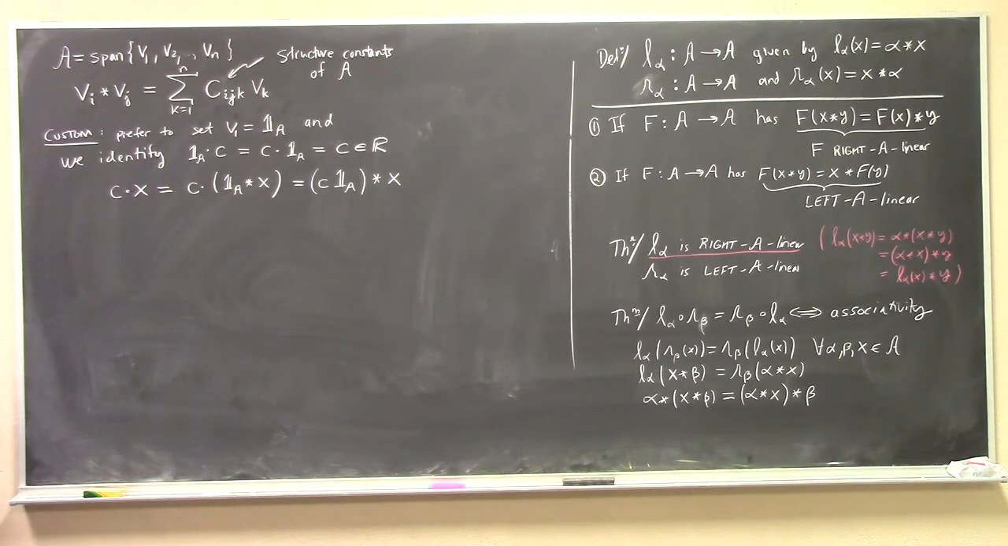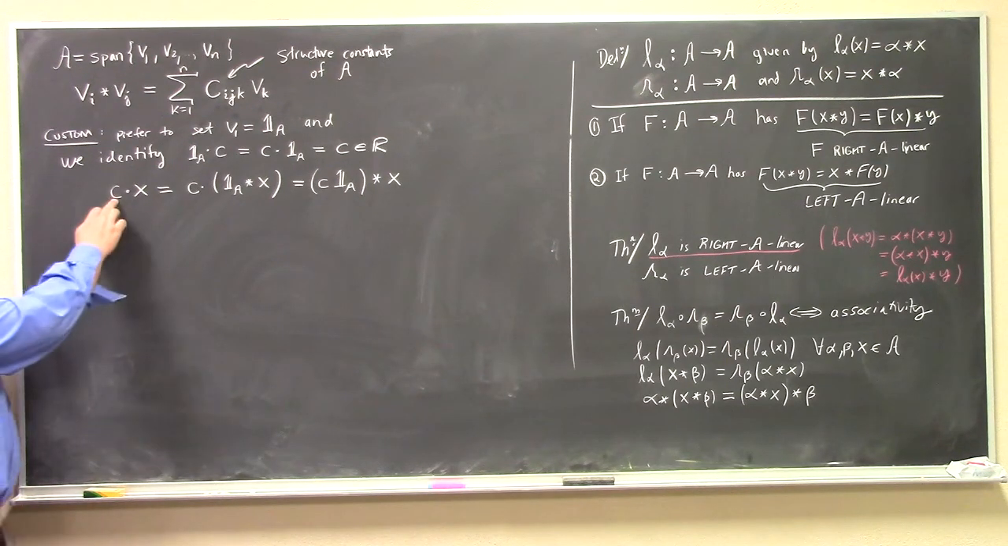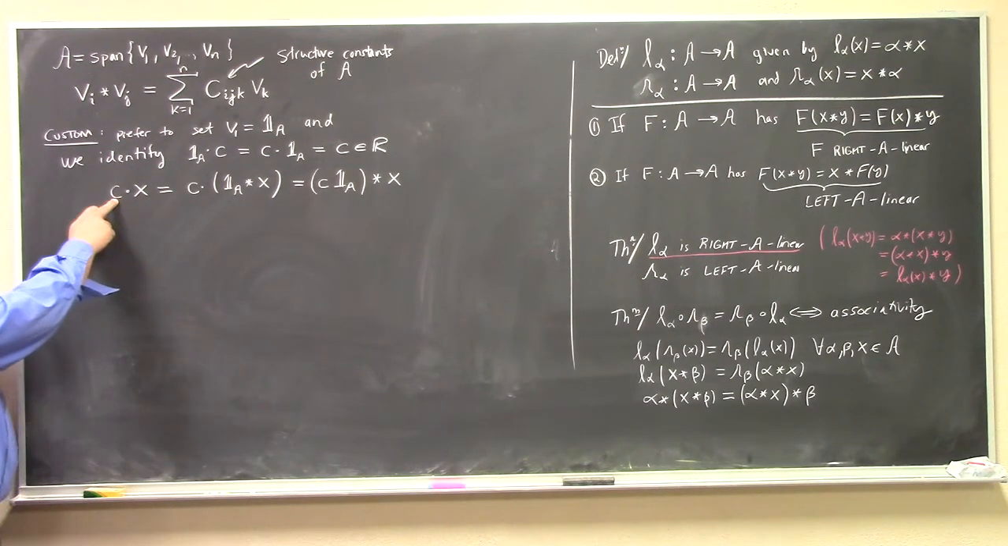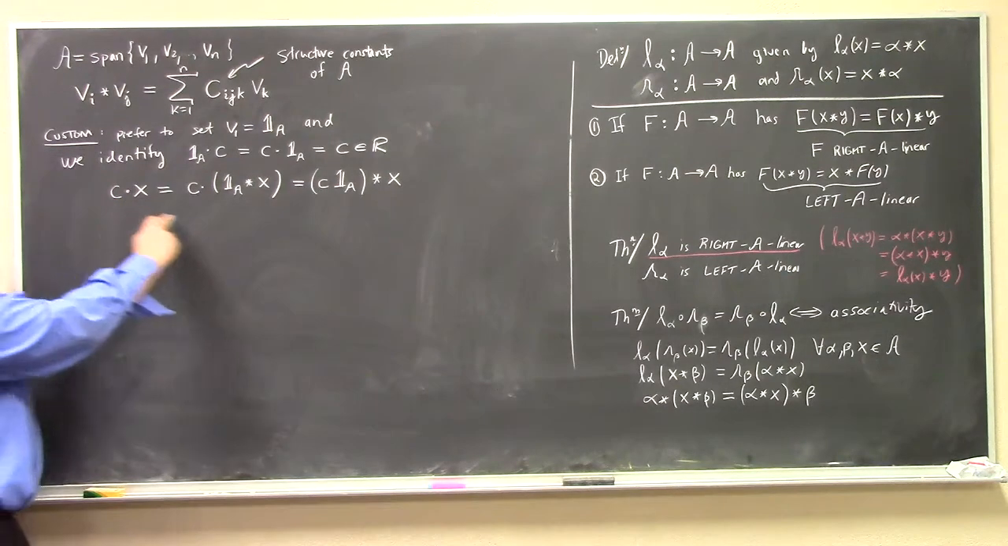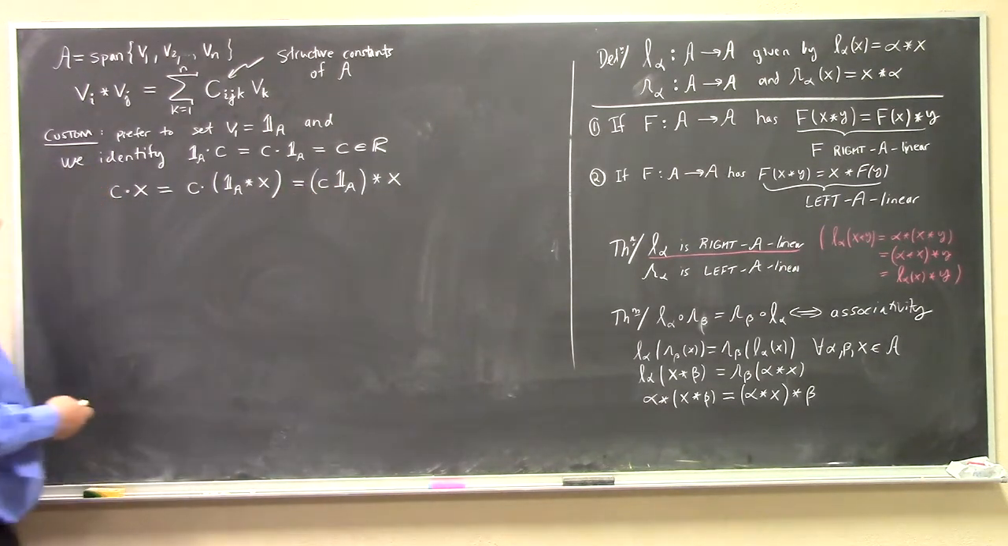There I'm using linearity, well, bilinearity in the first slot, I guess. But scalar multiplication by c, for all practical purposes, is the same as multiplication by c times 1_A.